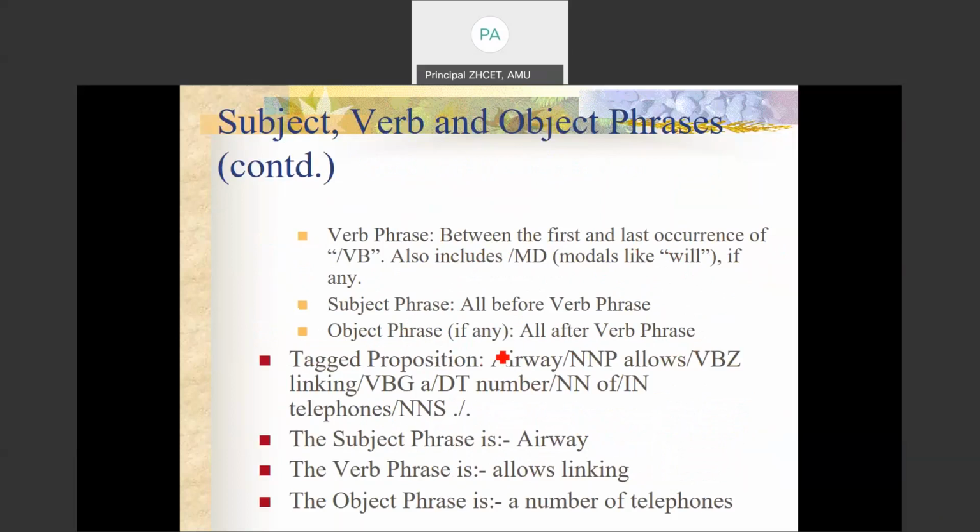For example, if I give this sentence, which I had tagged already, the subject phrase is airway. Why? Because this is the first occurrence of VB and this is the last occurrence of VB, and there are no modals in it. So first of all, it will pick out the verb phrase, "is," linking. This is the verb phrase. All before it is the subject, all after is the object, right? This is the subject and this is the object. So starting from VB and any variation, and all that ends with VB and any variation, along with modals like will, shall, should, and so on.